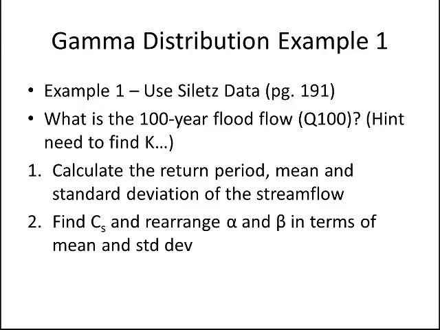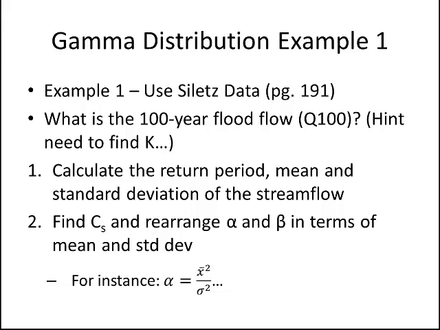So the next step is we've got to find the skew coefficient. It might be useful to rearrange alpha and beta and put them in terms of the mean and standard deviation of the data. So, doing a little math from the method of moments equations I gave you a couple slides previous, if we do some rearranging, alpha is actually equal to the mean squared over the standard deviation squared. So we could figure out what alpha and beta are in terms of mean and standard deviation.